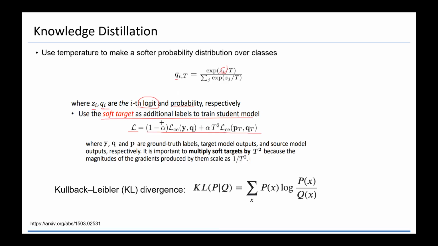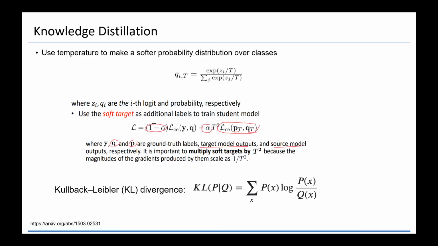You don't need to be afraid of this formula. It is only to look at which one is better for this loss function or this loss function. CE means the cross entropy. This is the loss between Y and Q. What is Y? Y is the ground truth labels, and Q is the target model outputs. So we want to calculate the cross entropy of the ground truth and the target model. And we also want to calculate the cross entropy between P and Q. P is the source model output and Q is the target model output. Okay, so we will check which one is higher.